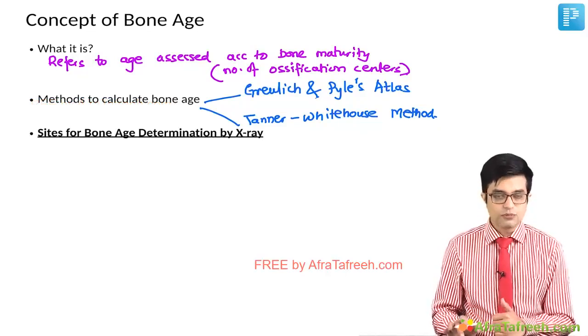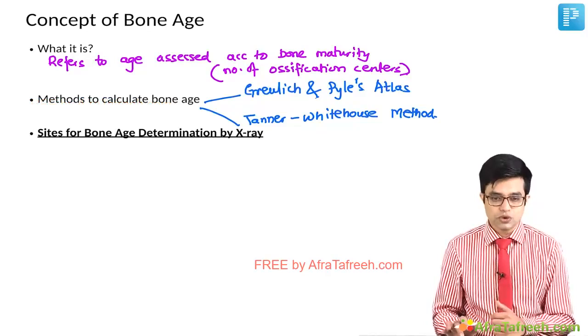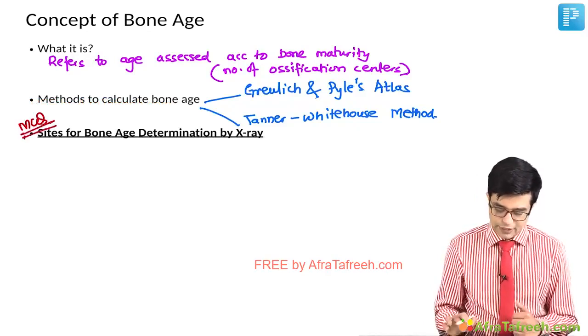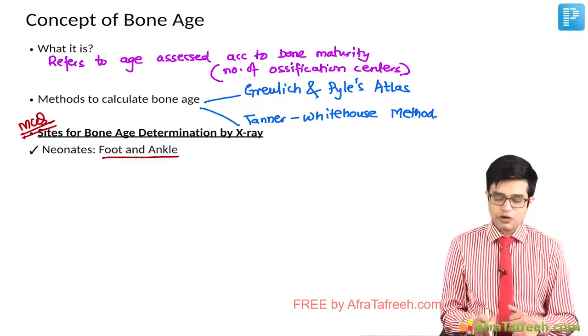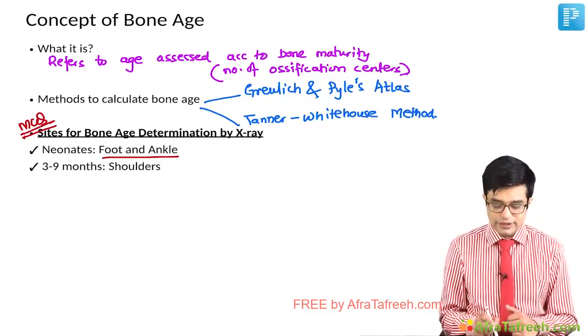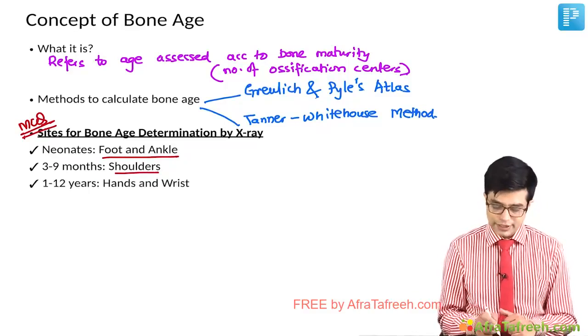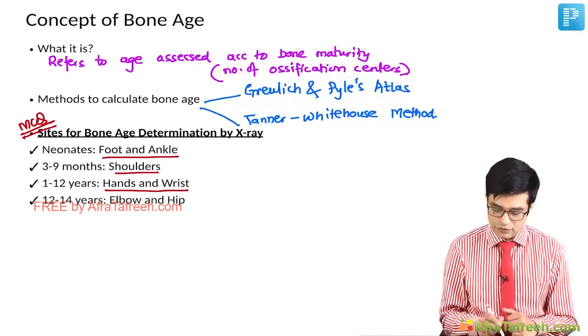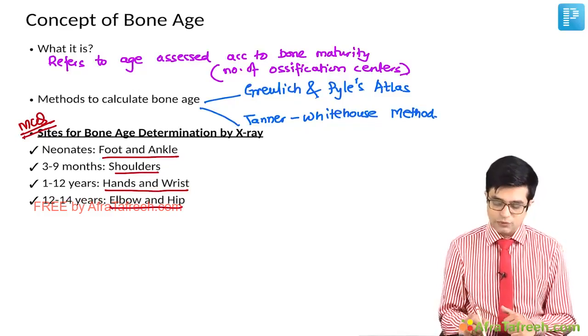So what are the sites for bone age determination by X-ray? Which X-ray should you be taking? Potential MCQ for super specialty exam. In case of newborns, we go in for foot and ankle. In case of 3 to 9 months age, we go in for shoulder X-ray. In case of 1 to 12 years, we do hand and wrist X-ray. And in 12 to 14 years, we take X-ray of elbow and hip.